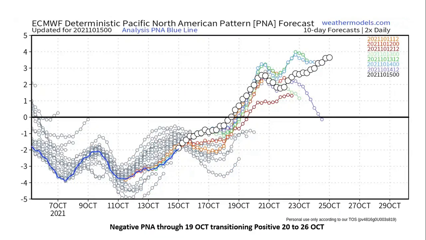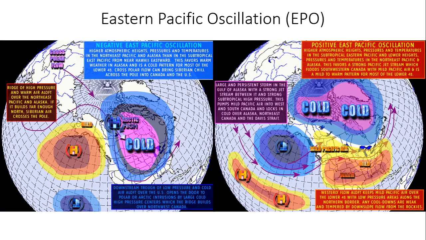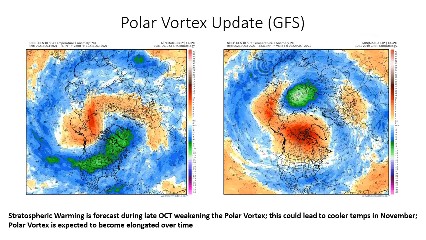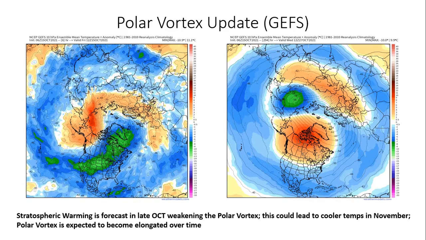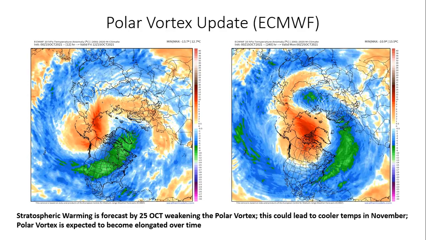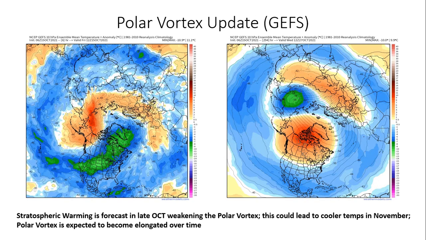Additionally, the PNA forecast. Always got to look at the Pacific North American pattern as far as the jet stream configuration, and the EPO, negative versus positive, as well as the stratospheric polar vortex. This one's really got to be watched. All the models are indicating that warming. Really not much difference in the magnitude of the warming either. Fairly consistent. So the models are definitely in alignment with something going on, the warming occurring in late October.